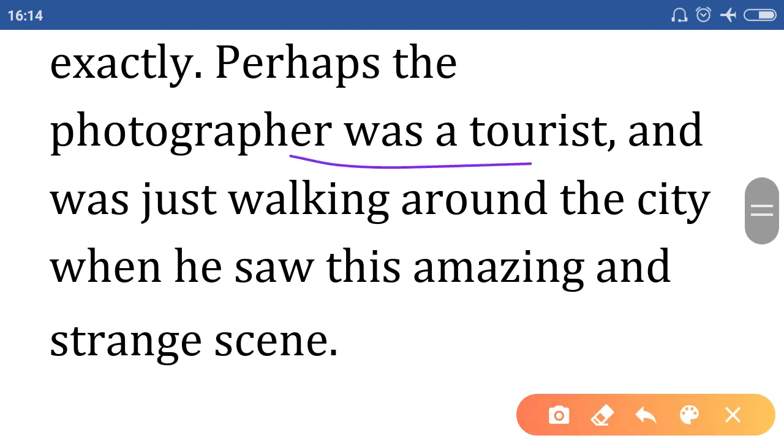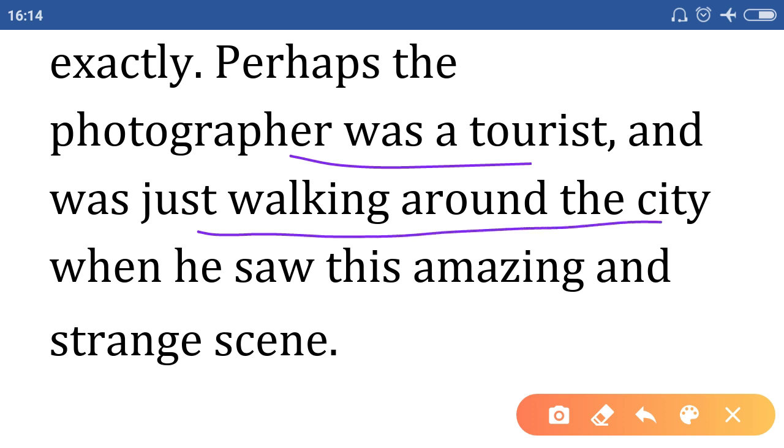Perhaps the photographer was a tourist. Okay, it is just your imaginary part. So you can think of your imaginations and you can put your imaginations into the description, right? It is really up to you. It is not a hard and fast rule. I'm just giving you an example. This is how you can describe a picture. You are your own master. It is just an example.